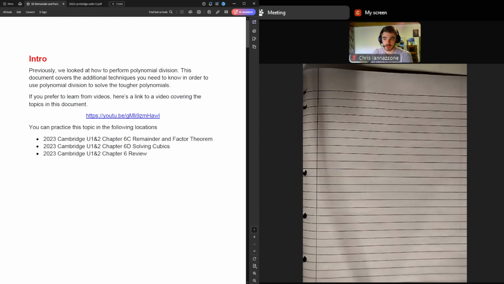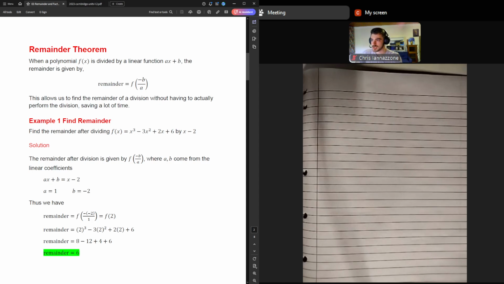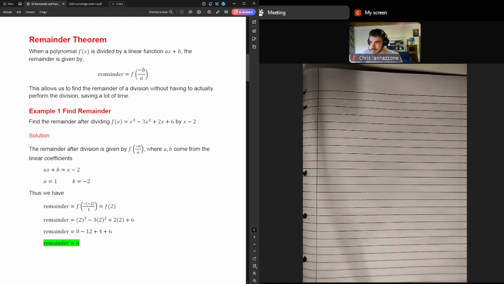In this video, we're going to have a look at how we can use a specific kind of technique called the remainder theorem or the factor theorem to actually find those factors. So, what's going on? Well, first up, what is the remainder theorem? Well, the remainder theorem is simply an equation that will tell you the remainder of a polynomial division without having to actually do the division itself.